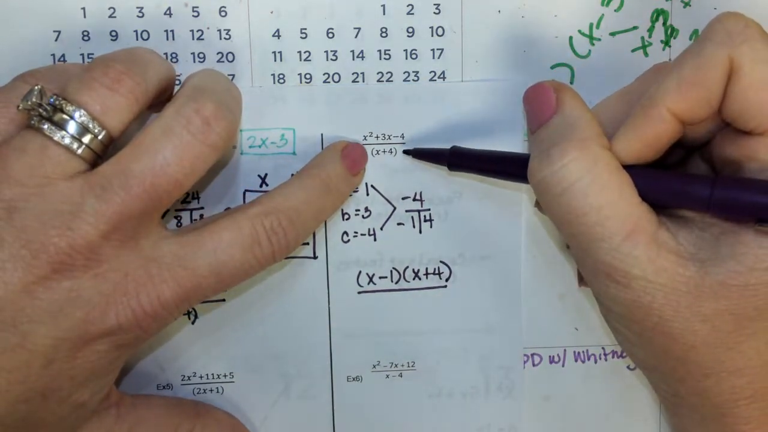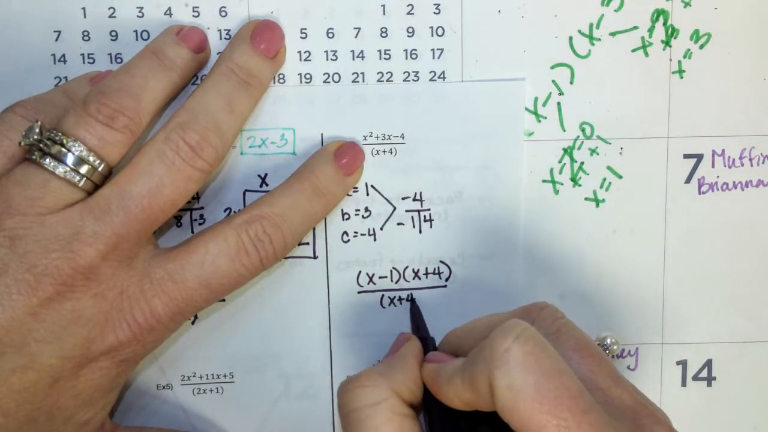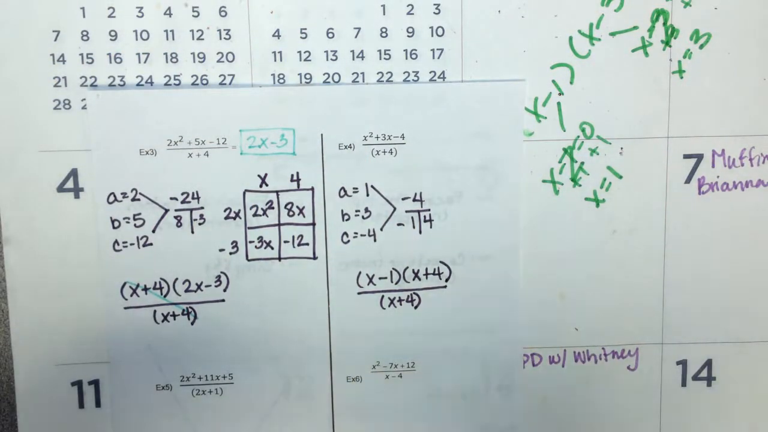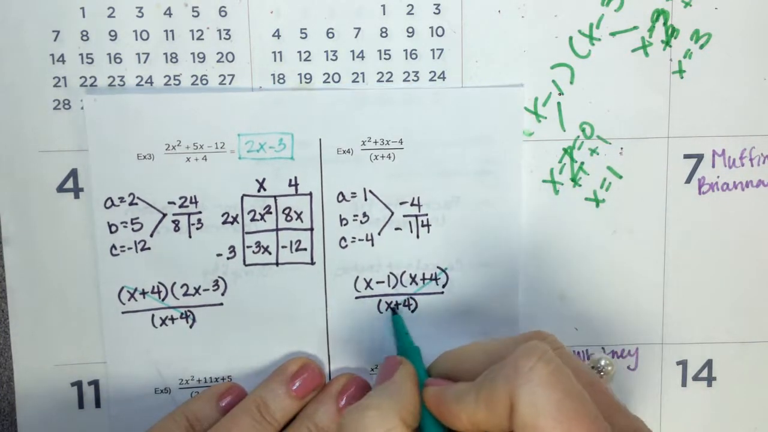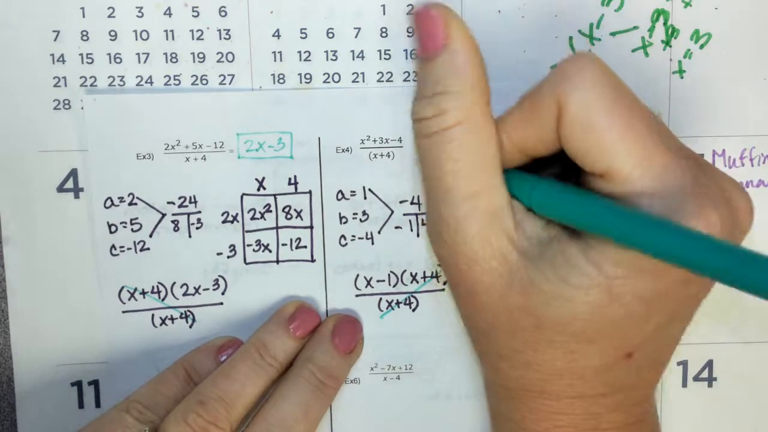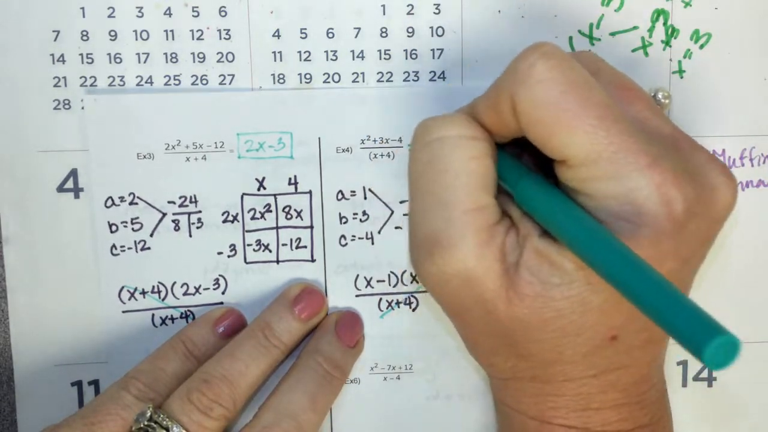and so step 2 is to factor the bottom, but I can't factor this out any further, so I'll just rewrite it under here. So now we're ready for step 3, where we cancel out our factors. We can cancel out our x plus 4 on the top and the bottom, and therefore our final answer would be x minus 1.